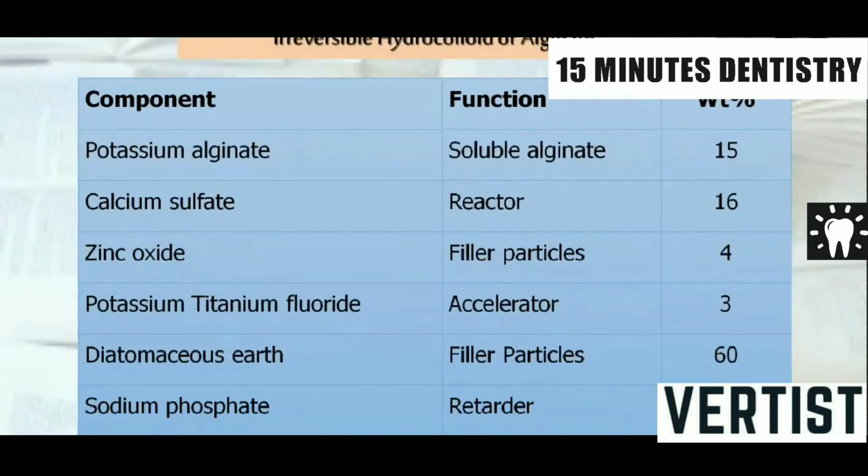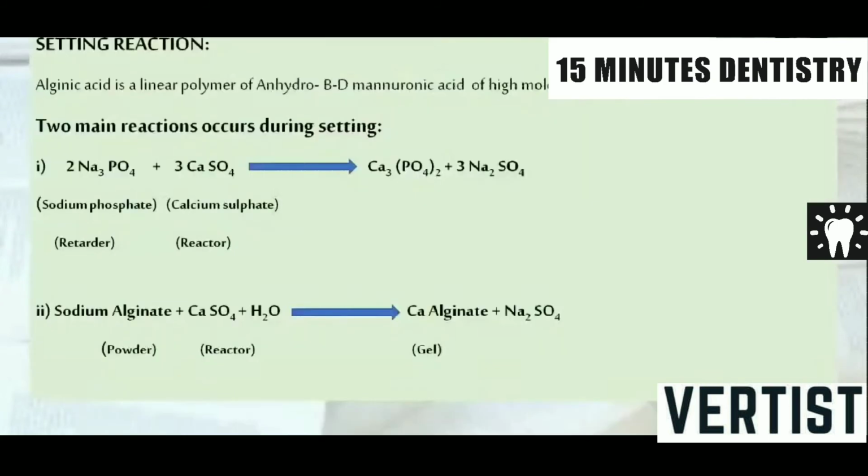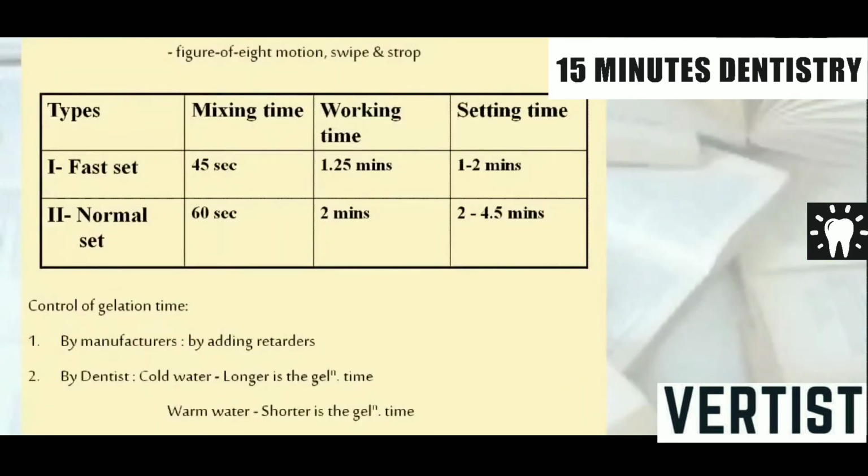The second material is alginate, which is what we commonly use in our clinic. It contains potassium alginate, soluble alginate, calcium sulfate, and oxide filler particles, with potassium titanium dioxide as the accelerator. Basically, the sodium alginate and calcium sulfate react and form calcium alginate, which is the non-soluble part and causes the setting reaction. But this gel will never convert back to sol. So this is a one-step material, not like agar-agar; you cannot use it repeatedly. So what are the different types?